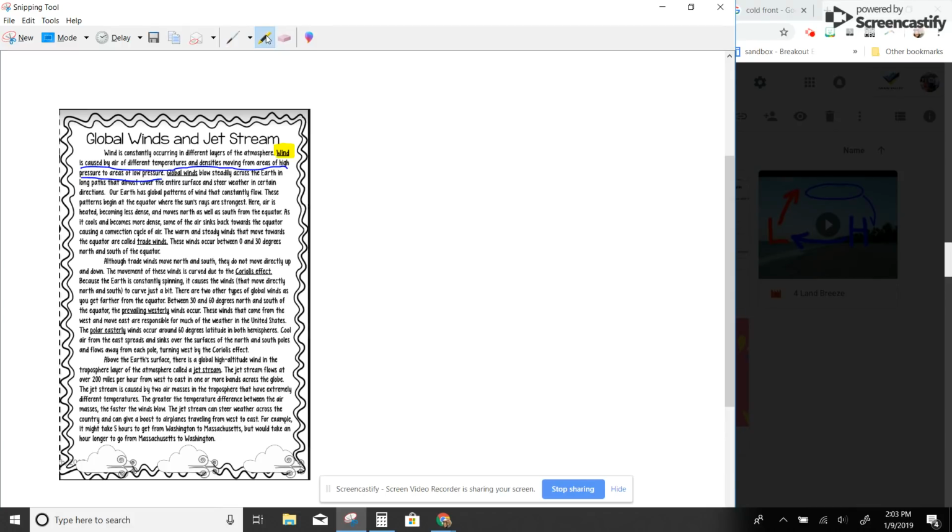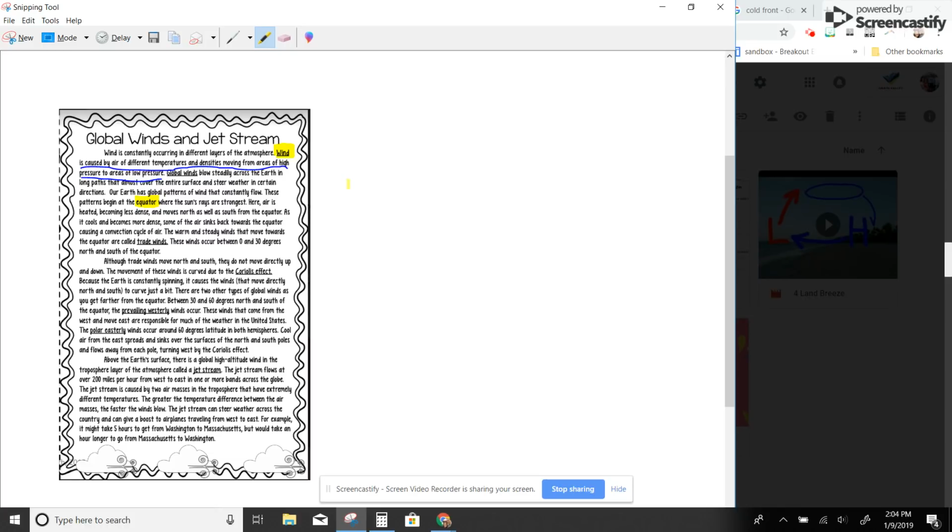Next, global winds blow steadily across the earth in long paths that almost cover the entire surface and steer weather in certain directions. Our earth has global patterns of wind that constantly flow. These patterns begin at the equator. Let's highlight that right there. Remember, that's where most of our direct sunlight comes from, and where the sun's rays are the strongest.